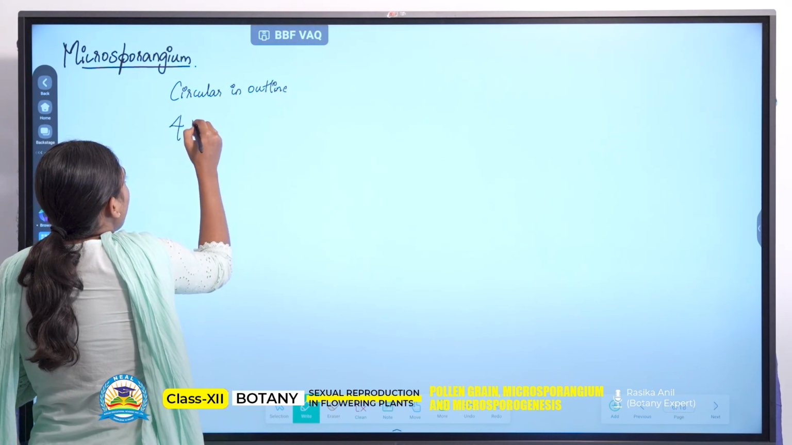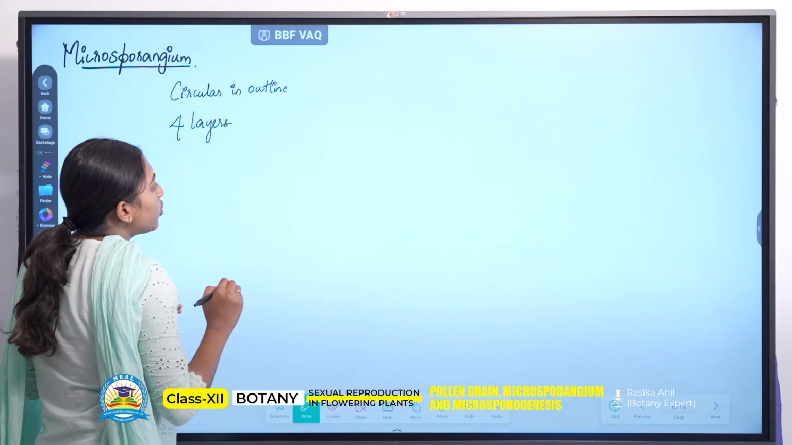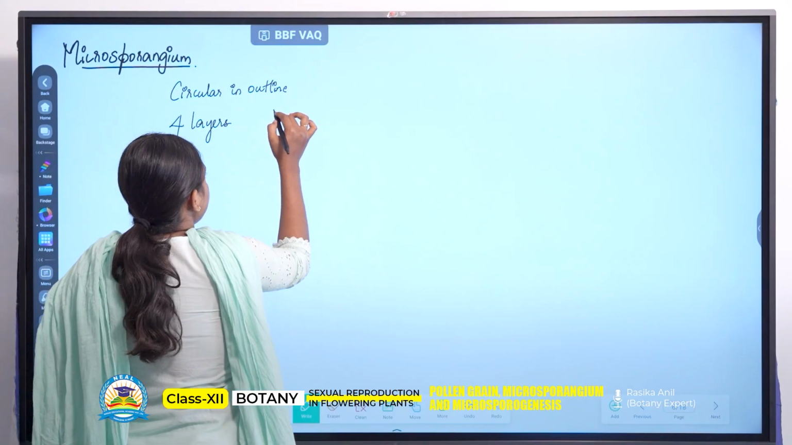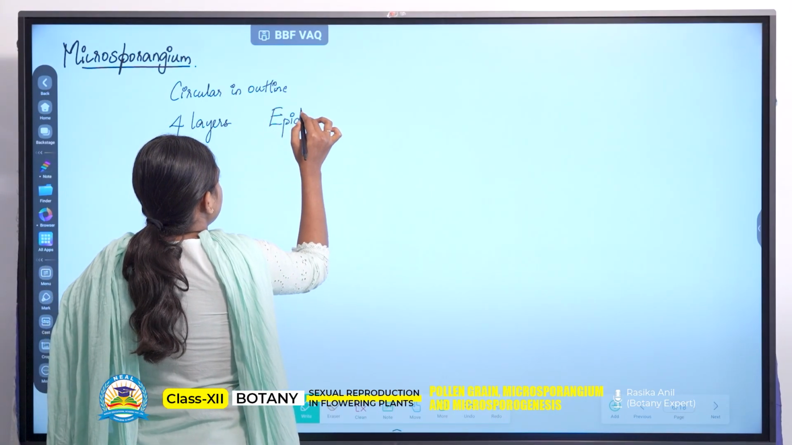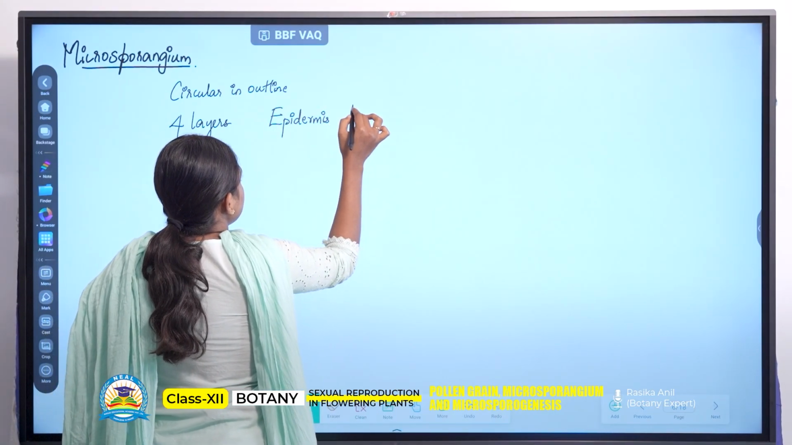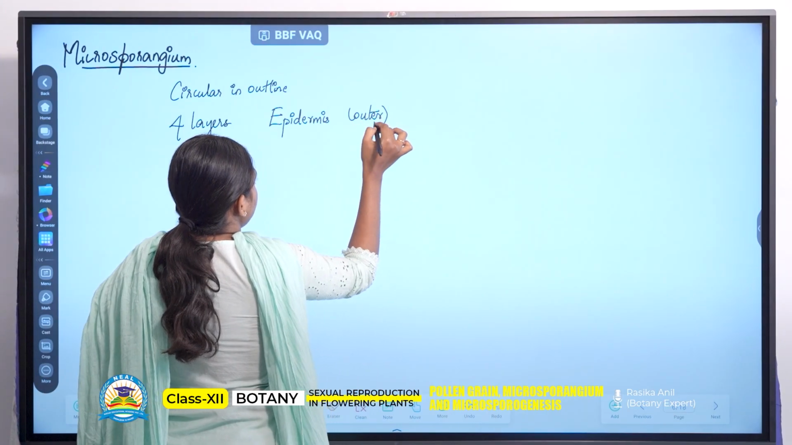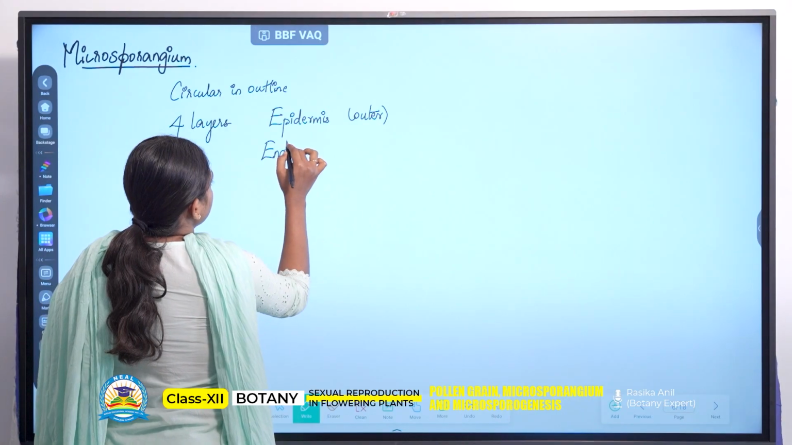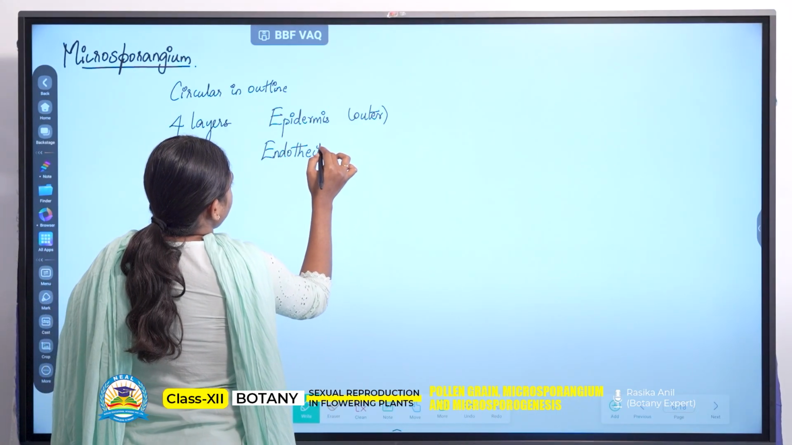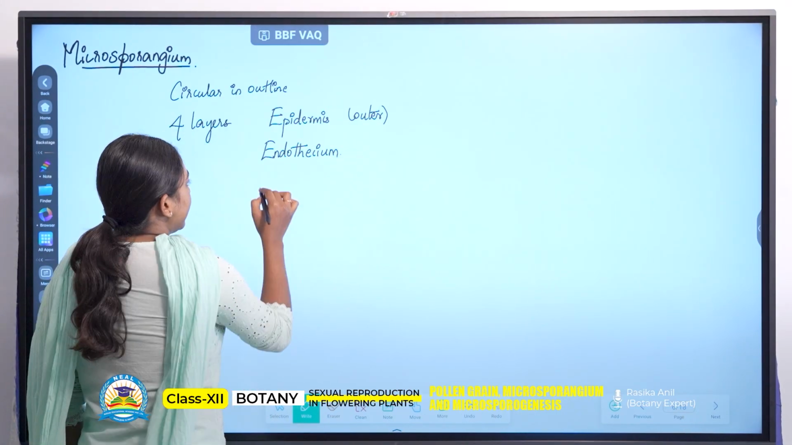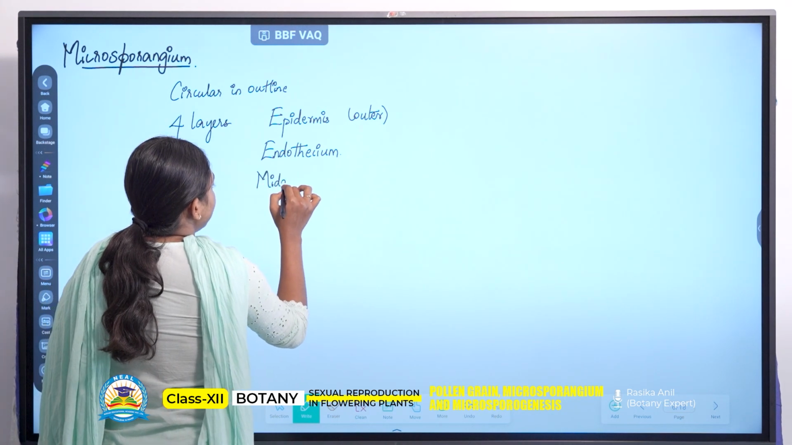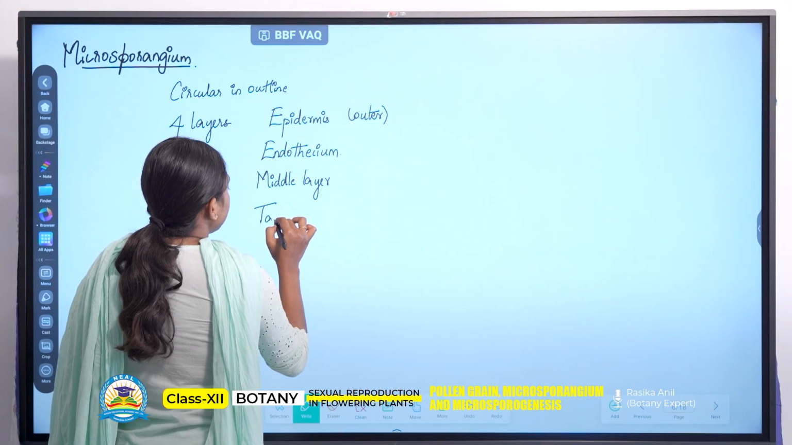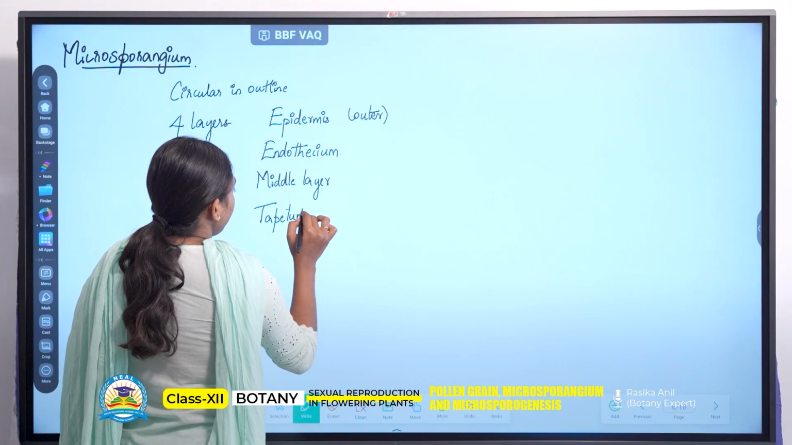Then it has 4 layers. 4 wall layers are present when it comes to microsporangium. I'll tell you what they are. The first layer is epidermis, right? Epidermis is the outermost layer. And the next one is a layer called endothecium. Then inside that you have middle layers, and the innermost one is called tapetum, right?